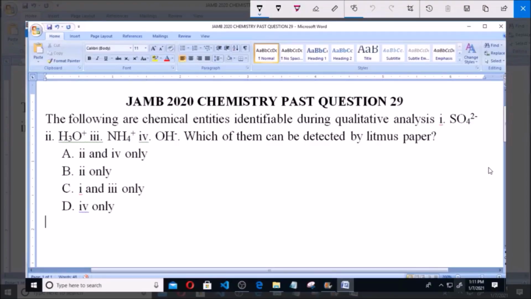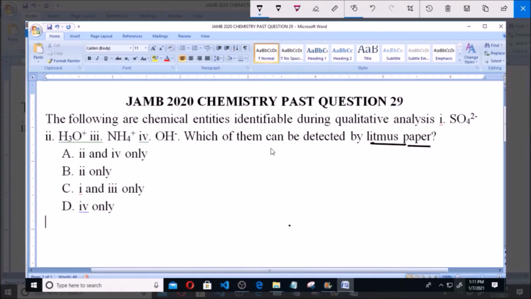I will be answering Jamb 2020 Chemistry Past Question 29. The following are chemical entities identifiable during qualitative analysis. 1. SO4 2-, 2. H3O+, 3. NH4+, and 4. OH-. Now this is a sulfate ion, hydroxonium ion, ammonium ion, and hydroxyl ion. Which of them can be detected by litmus paper?